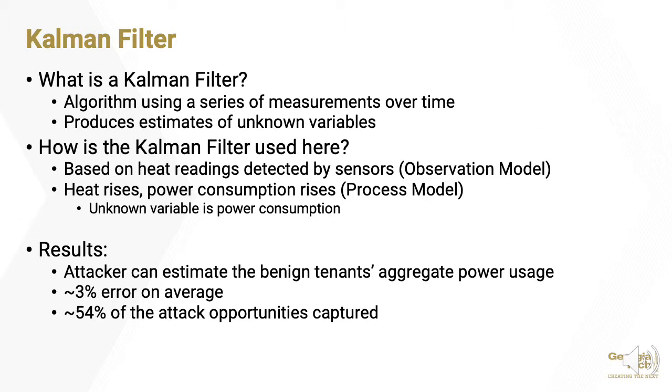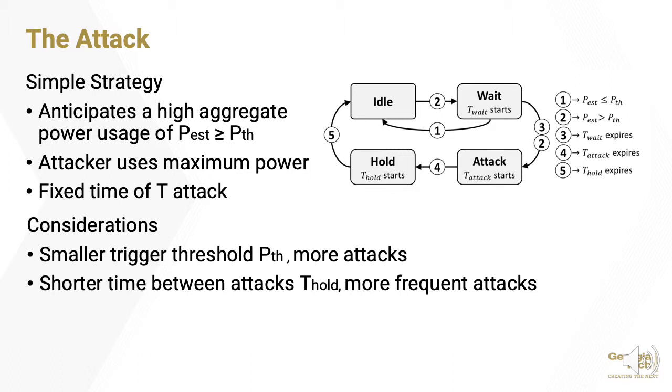The model has shown results of approximately 3% error on average, but a 54% identification of attack opportunities. Now for the attack. The attack strategy is simple. When the benign power estimate is higher than the trigger threshold, we'll initiate a power attack with maximum power for a fixed amount of time. Once the attack has completed, the attack process will hold and go idle for a set amount of time.